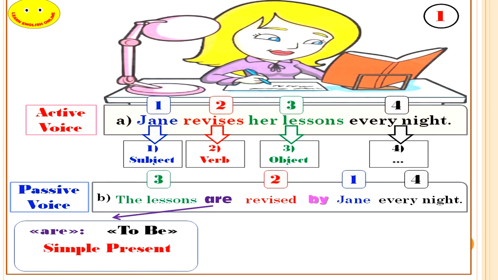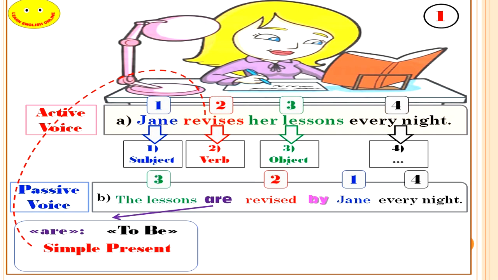But why simple present, not simple past, or future simple, present continuous? Well, look at this. There is a relationship between the tense, sometimes the form, of to be, and the verb in the active voice. Revises. This verb is in simple present. That's why we have to be in simple present.